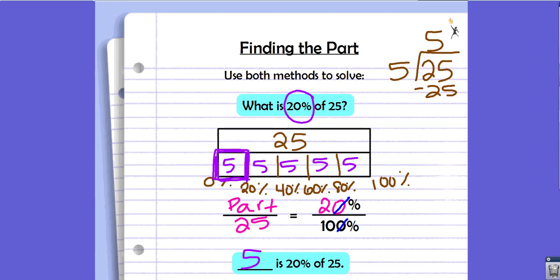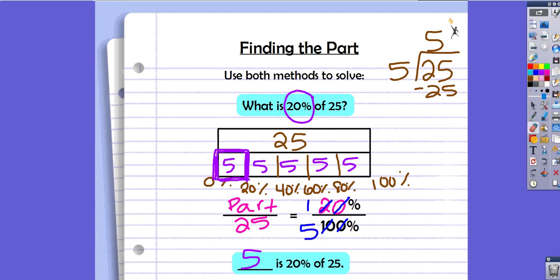So 20 divided by 10 gives me 2, and 100 divided by 10 gives me 10. So I'm left with 2/10, which I can actually simplify some more. 2 and 10 can both be divided by 2. 2 divided by 2 gives me 1, and 10 divided by 2 gives me 5. So now I can do the third step of using a scale factor.